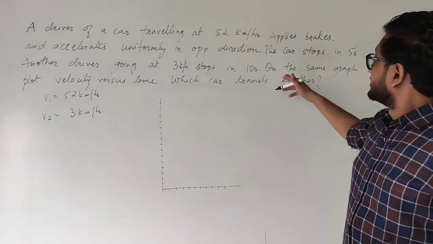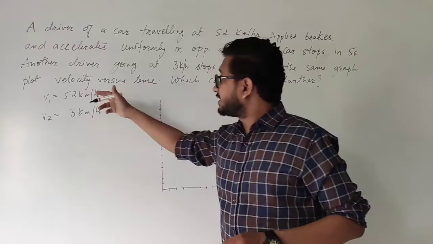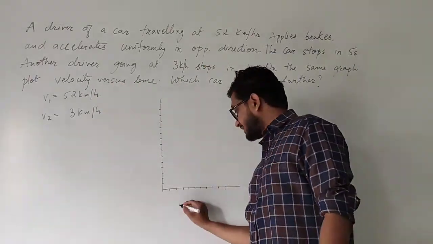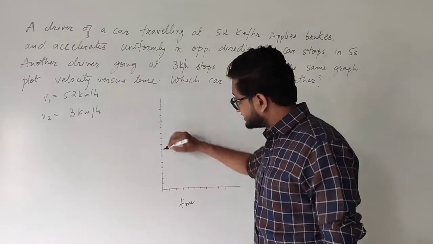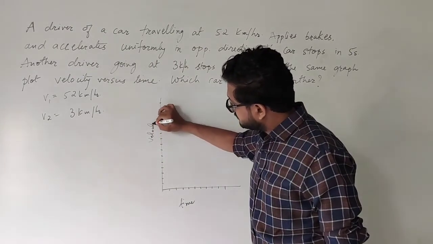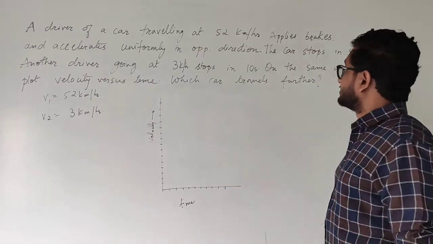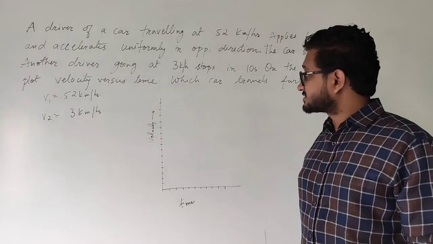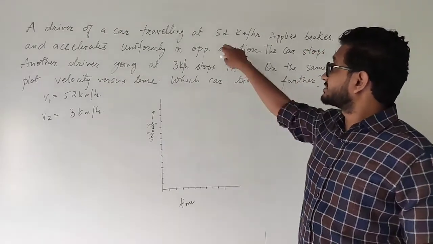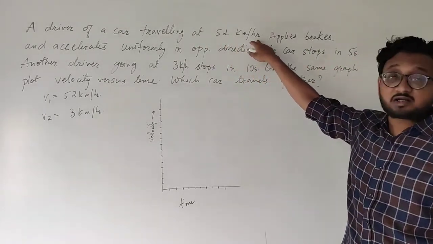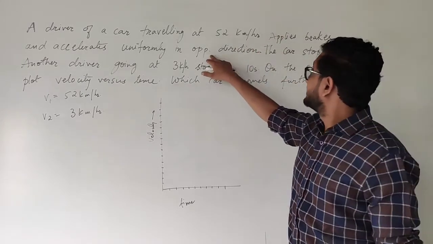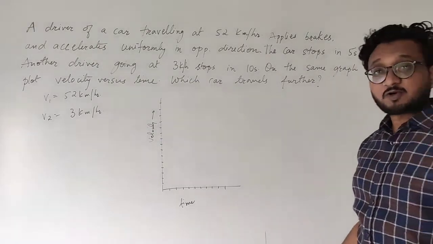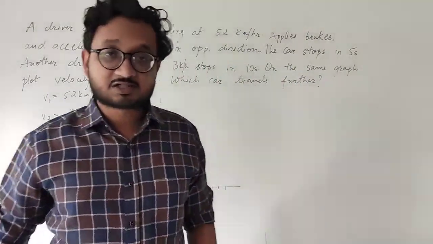So on the same graph, plot velocity versus time. You are supposed to plot the graph of time and velocity. Now, which car travels further? We will talk about that in a bit. But first of all, you can see the velocity is given in kilometers per hour and the time is given in seconds. So first you need to convert the velocity into meters per second.